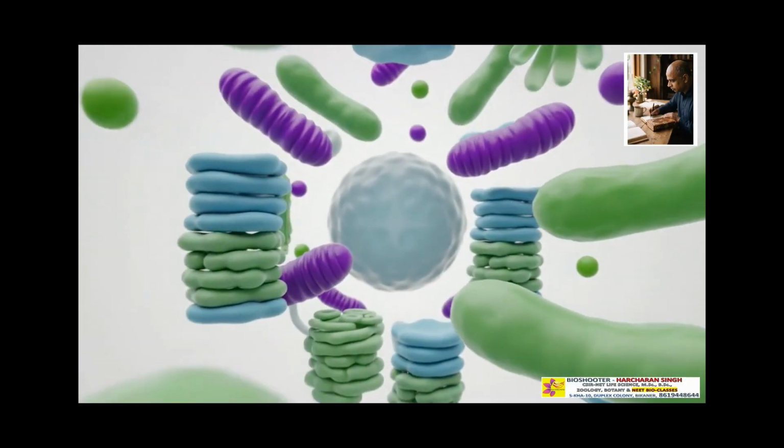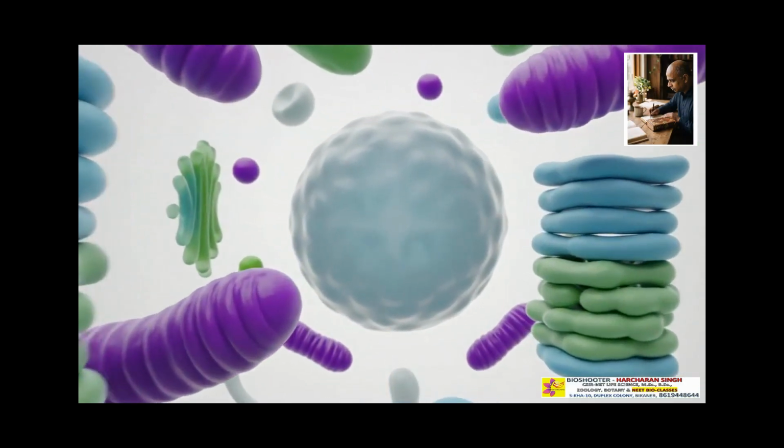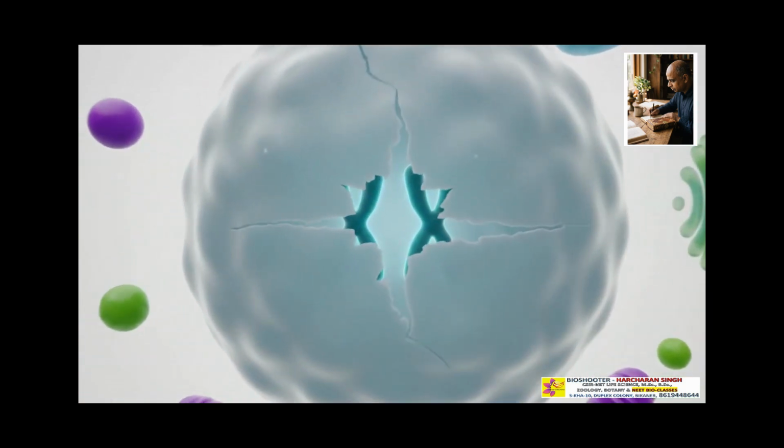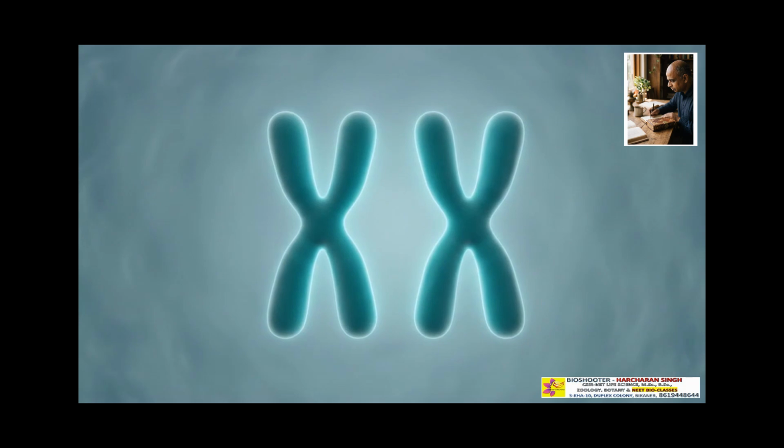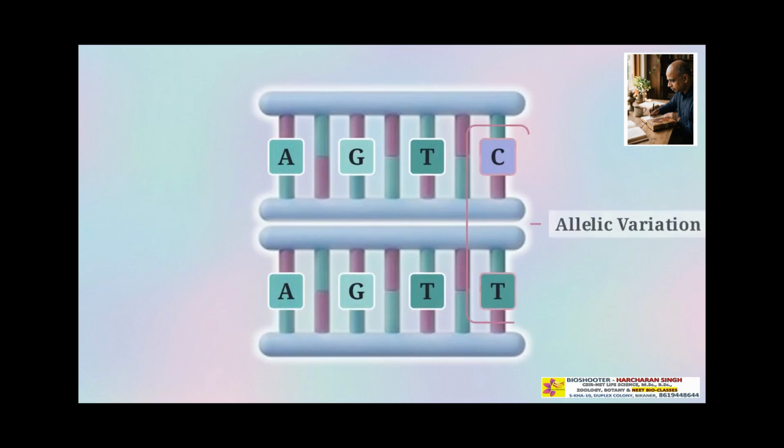To understand the physical reality of biological inheritance, we must scale down into the nucleus. Here, on paired homologous chromosomes, the instructions are written. An allele is an alternative form of a gene. It occupies the exact same physical location, or locus, on a homologous chromosome as its counterpart, but it differs in its specific sequence of nucleotides.